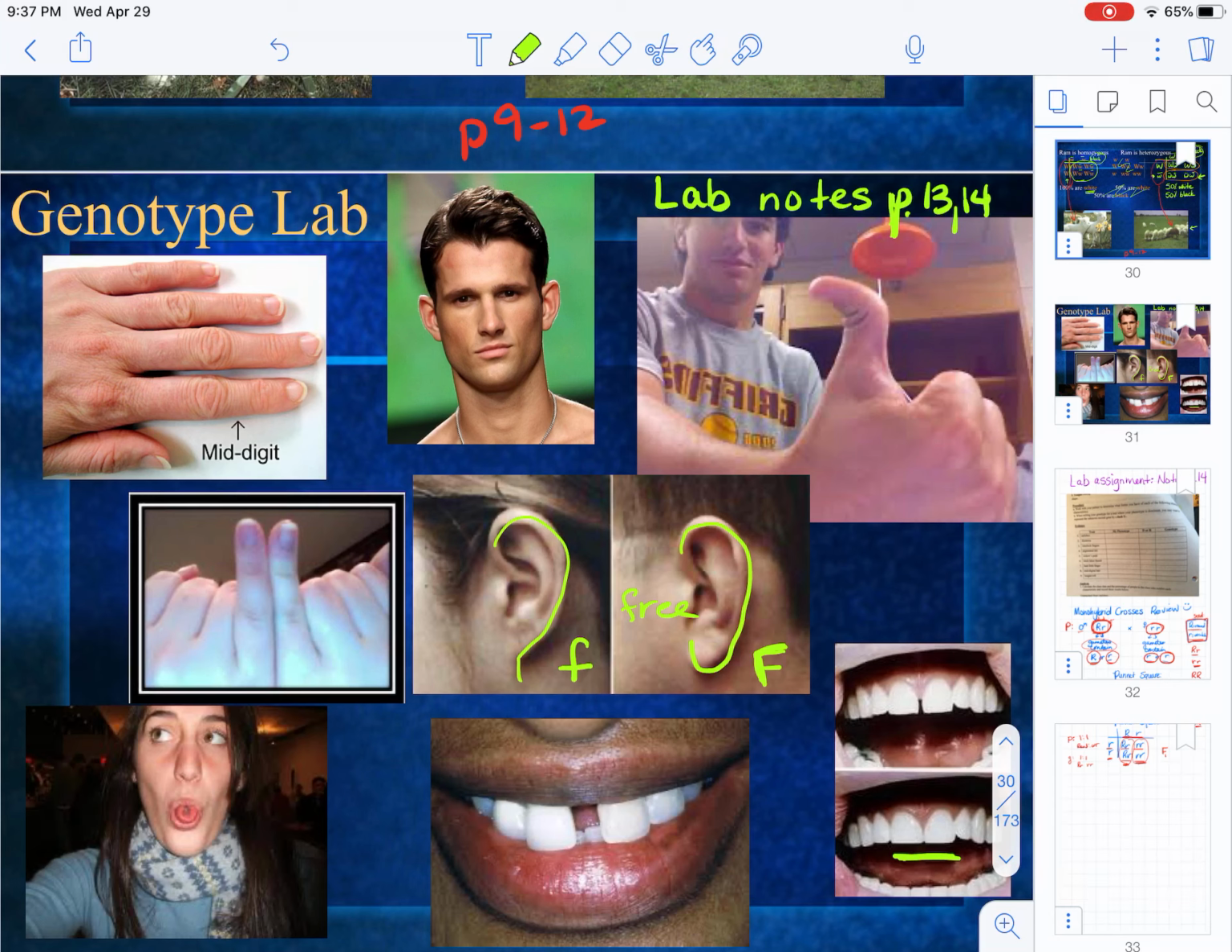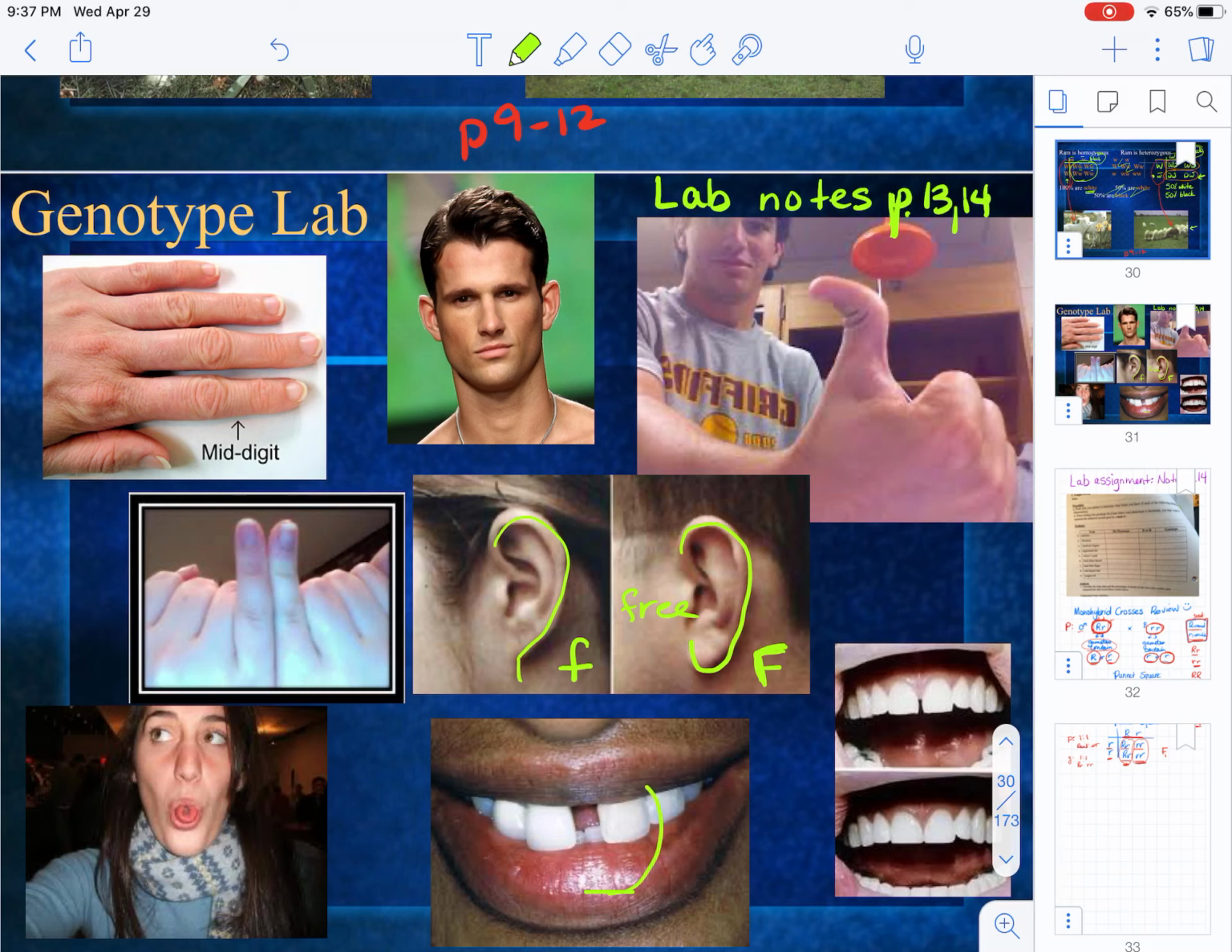This next one, diastema, is if you don't have the diastema, so you don't have the space between your two front teeth, then that is dominant, and they used a letter M for that. But if you do have the space, they say that's recessive.